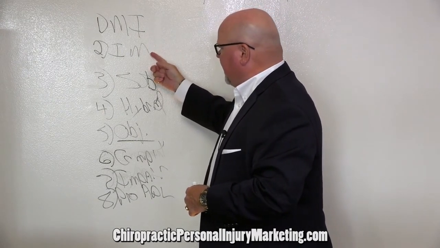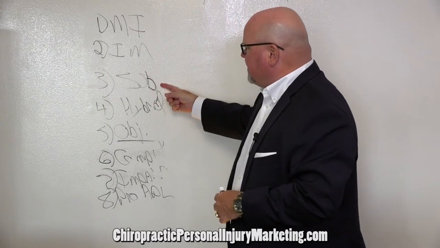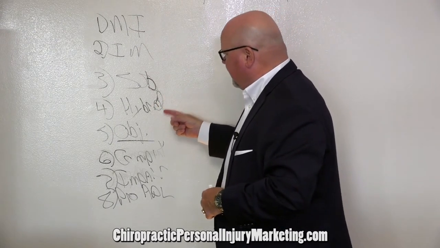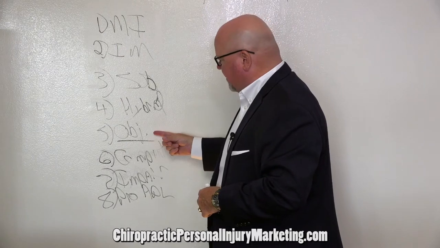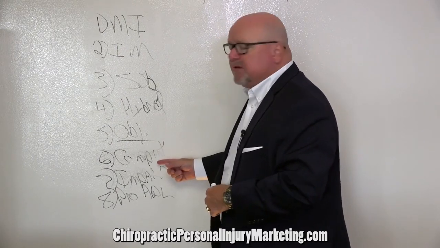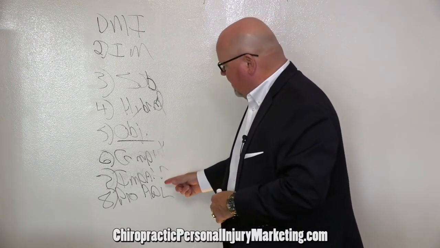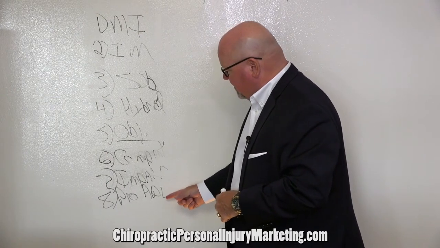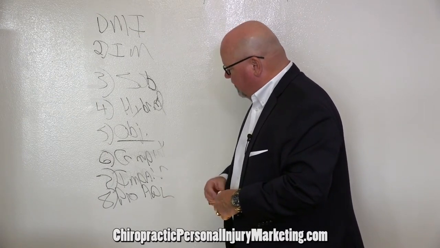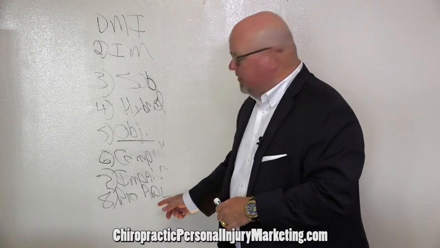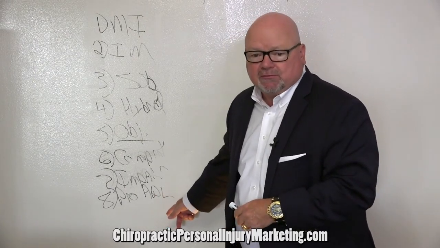Number 2 is injury magnifiers. Number 3 is subjective. Number 4 is hybrid evidence. Number 5 is objective evidence. Number 6 is complicating factors. Number 7 is the impairment. And number 8 is the prognosis and the ADLs, the pain and restrictions with ADLs.